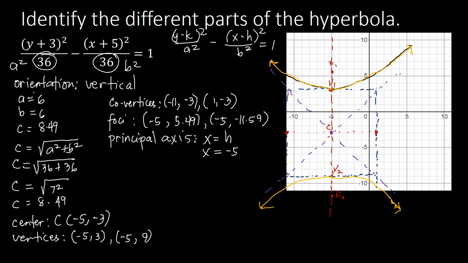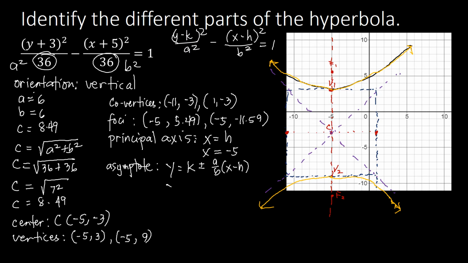Now, we're not yet done because we have to identify first our equation of the asymptote. Since this is vertical, we are going to use the equation for the vertical orientation. We have our equation for the line here as y equal to k plus or minus a over b times x minus h. So this will be our equation of the line asymptotic to the graph.